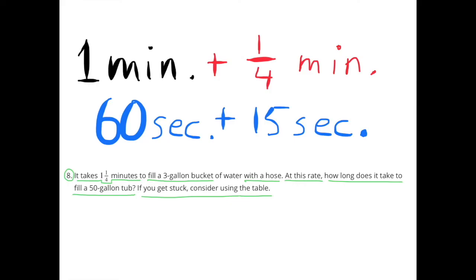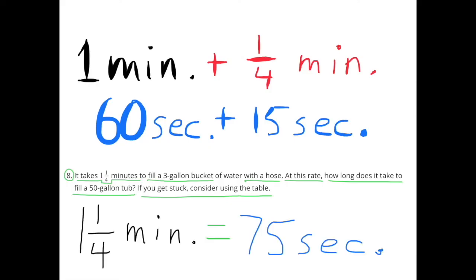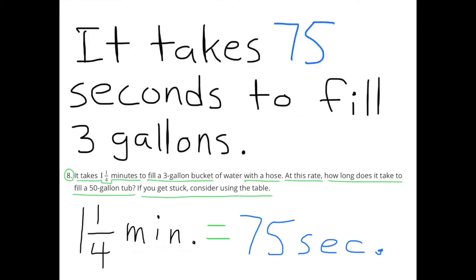So 1 minute equals 60 seconds, and the 1/4 of a minute equals 15 seconds. So my conversion tells me that 1 1/4 minute equals 75 seconds. Now I've rewritten the information to help me answer the question. It takes 75 seconds to fill 3 gallons.